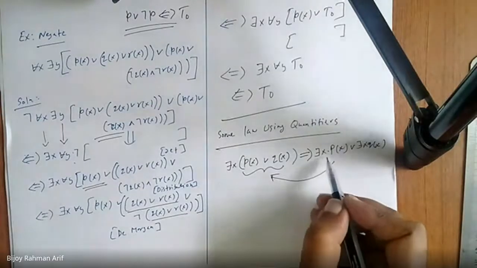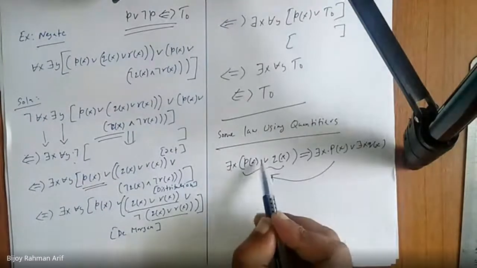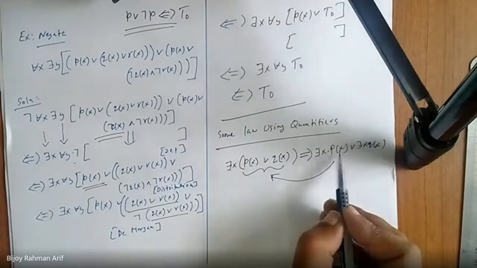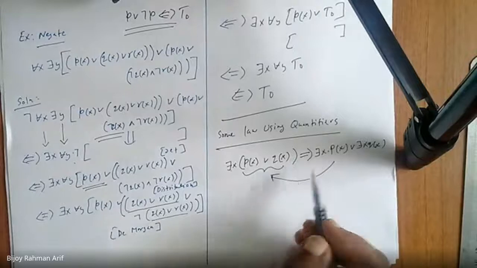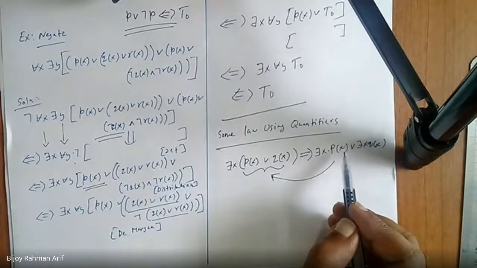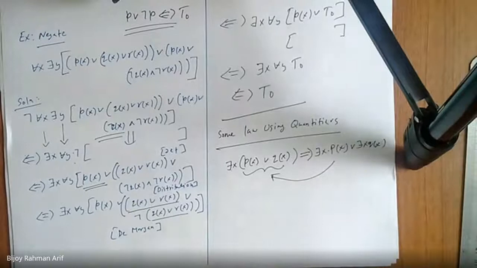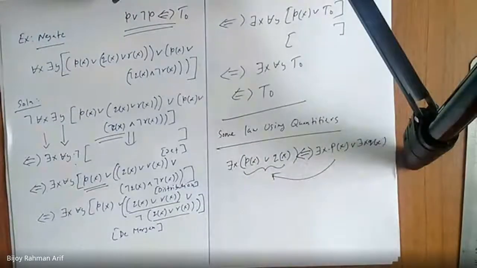Why is it one way? Because for some x, if the inner statement is true, at least one of the statements is true. But if one of the statements is true, then what happens? If one of the statements is true, then what happened? Then this one is also true. Am I right?